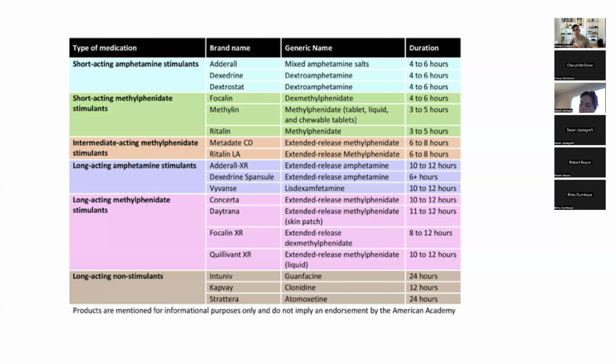is lisdexamfetamine, LYS. What's the difference between Vyvanse and Adderall XR? Do you know? Why was Vyvanse created? What's the lis in the front of it? It's lysine. Lysine actually inactivates the compound. As long as that lysine is bound to the dextroamphetamine, the D-isomer of amphetamine, it's inactive.